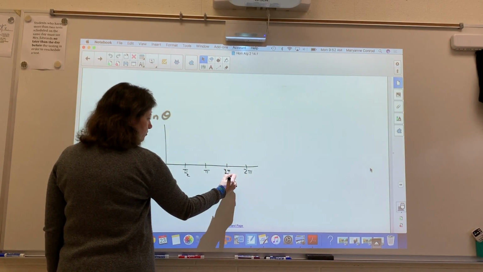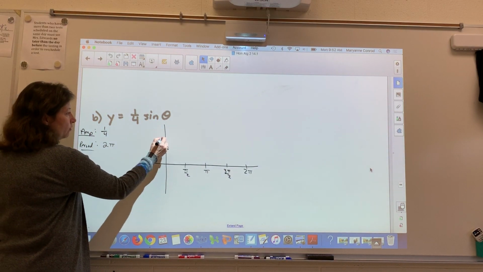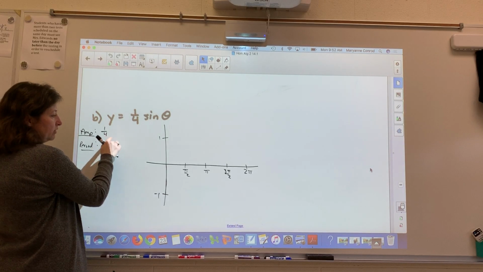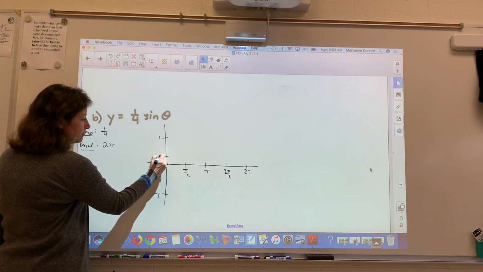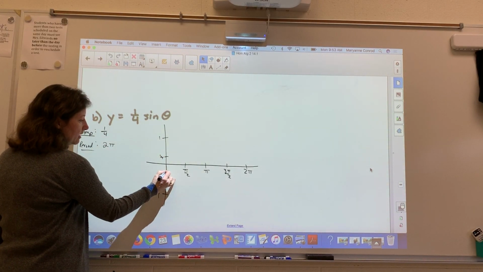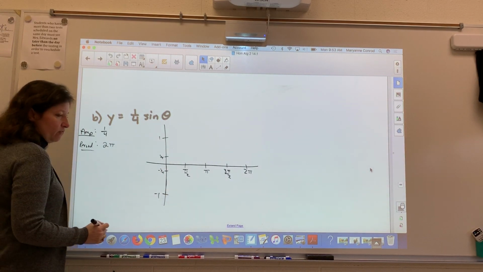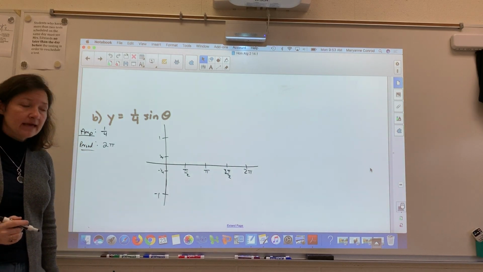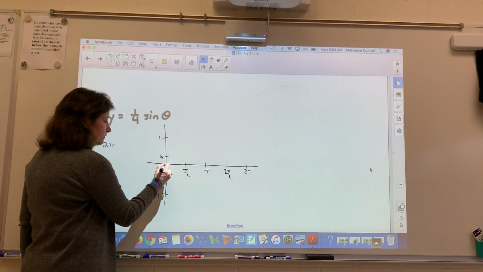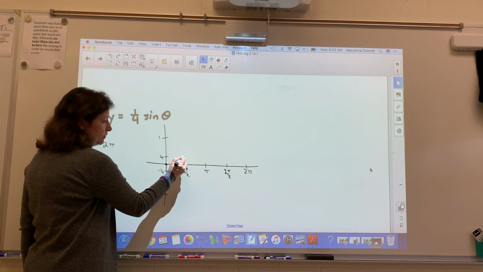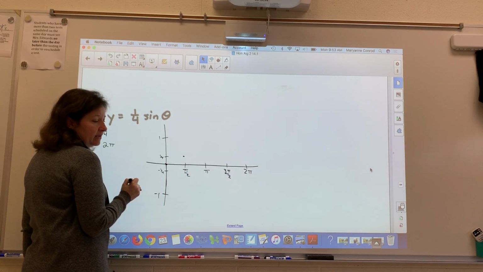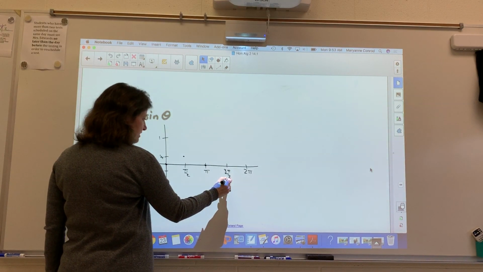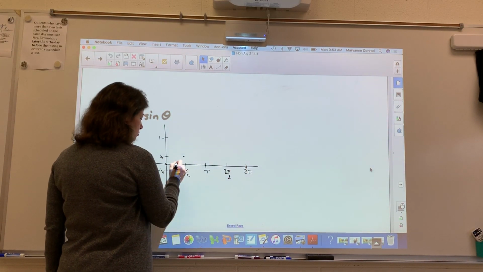3 pi over 2. But I'm not going to go all the way up to 1 and -1. My highest point is only a quarter of the way up. So I'm only going up to 1/4. I'm going only down to -1/4. Where does your sine curve typically begin? At 0. Then you go up to your highest point, which in this case will only be a quarter high. Then you go back to 0. Then you go down to your lowest point, which is -1/4, and then back to 2 pi.